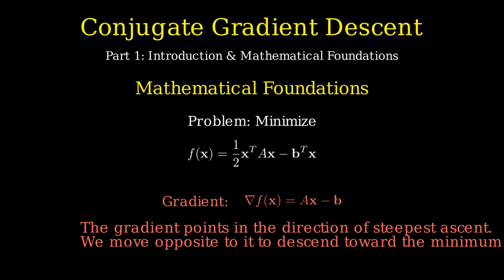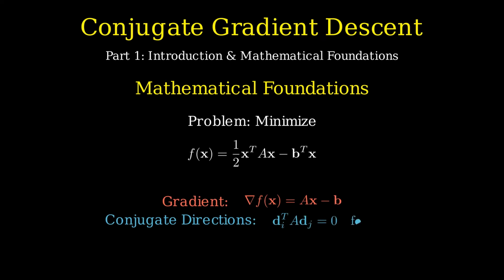Remember from my gradient descent video, the gradient points in the direction of steepest ascent. So we move in the opposite direction to descend toward the minimum. Standard gradient descent does exactly this at every step. But here's the problem. This creates a zigzag pattern, especially when the function has an elongated valley shape. It's inefficient. This is where conjugate directions come in.